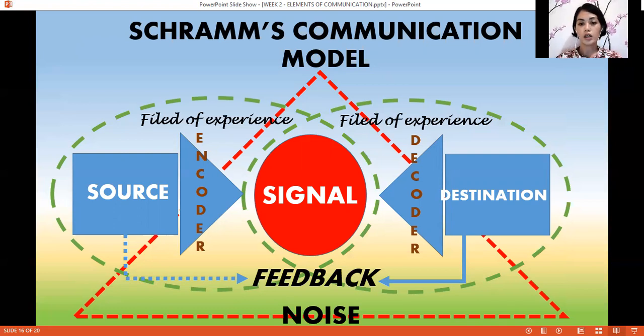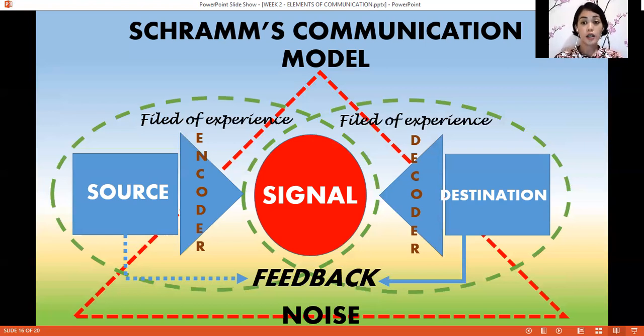Noise is affecting the destination, this red triangle here. Noise is affecting the decoder, the field of experience, the encoder, the source, and the feedback as well, and the signal as well. Once there is a good signal, maybe communication will be better. That is our problem right now in an online learning setting. Signal in the Philippines is not really good. That's why we are both suffering from the consequences of not having a good signal. So that is Schramm's communication model.